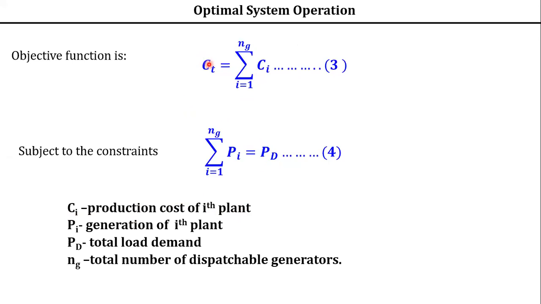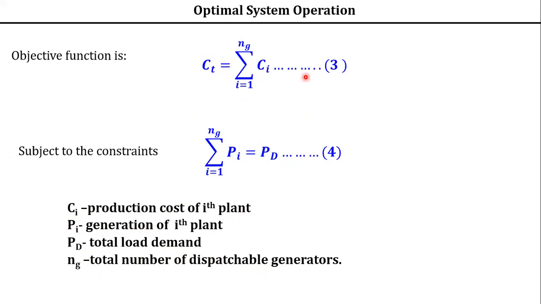What is CT? It is the total production cost. Here, production means generation, that you should remember. PI means the generation of your ith plant. PD is the total load demand. NG is the number of dispatchable generators, the total number of dispatchable generators. So this is the thing we are going to solve.